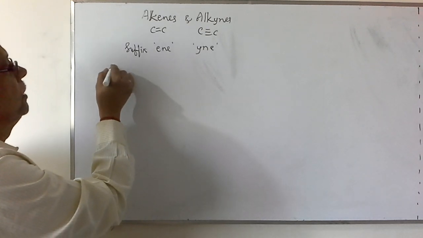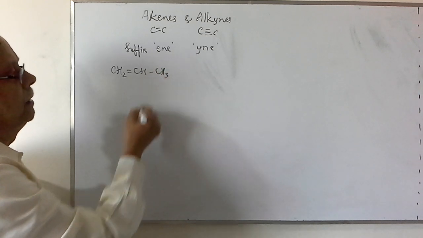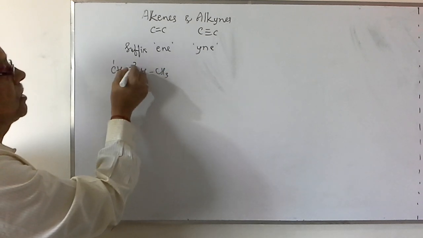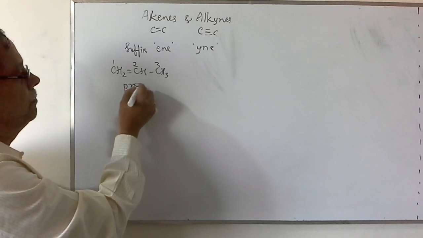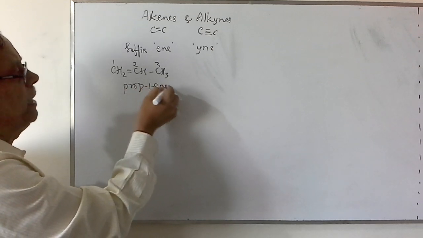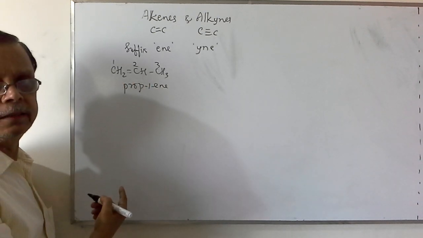For example, if you consider this CH2=CH-CH3, this is actually the system to give the numbers. So it is prop-1-ene, or simply it is propene. But you should not give the number from the right side here.